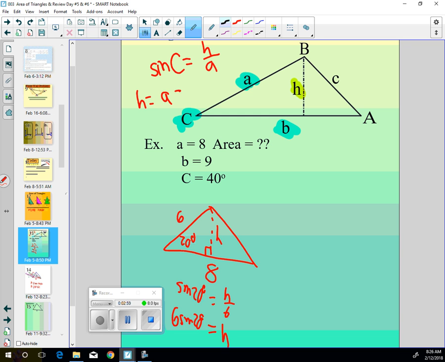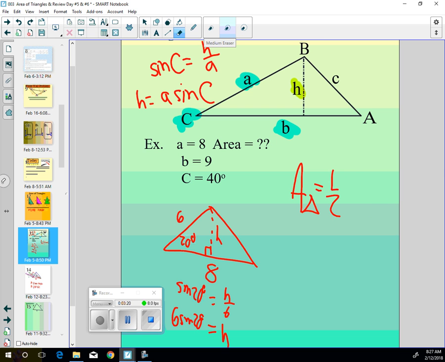And the way we'd find H would be the sine of C is H over A, so H is A sine of C. So now the area of the triangle is half of the base, which is B, times the height, which is A sine of C. Now this is kind of a nice formula. If you rearrange it just a tad, it's 1/2 AB sine of C. Do you see all letters A, B, C represented? A and B are sides, C is the angle.